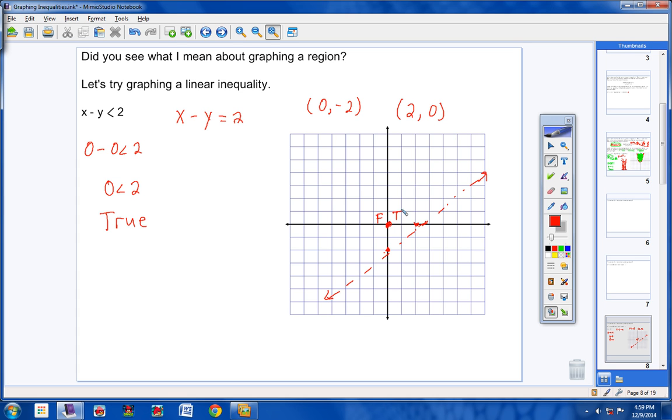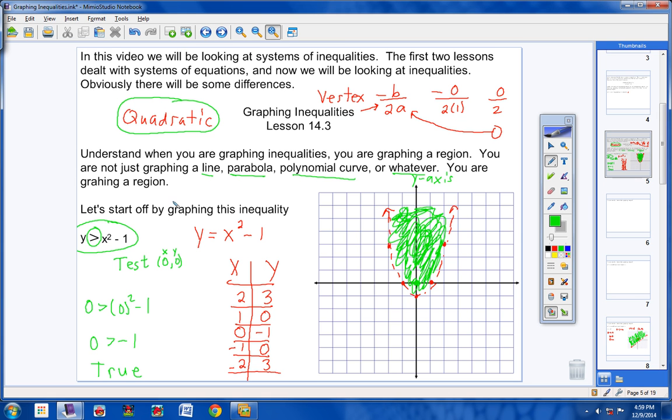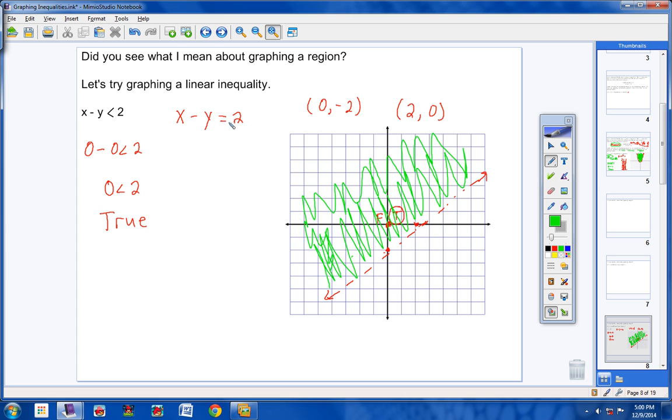So this point here is true, okay? So if it's true, then I've got to shade where that point is. So for this inequality here, I would shade above this line, okay? So there we go. Not too difficult. All right, let's continue on. So far we've graphed a quadratic inequality right here, a parabola. And now we've graphed a linear inequality, okay?